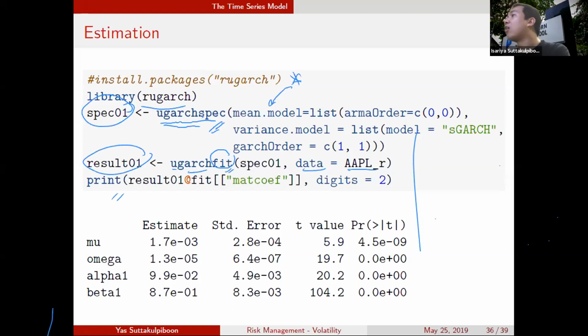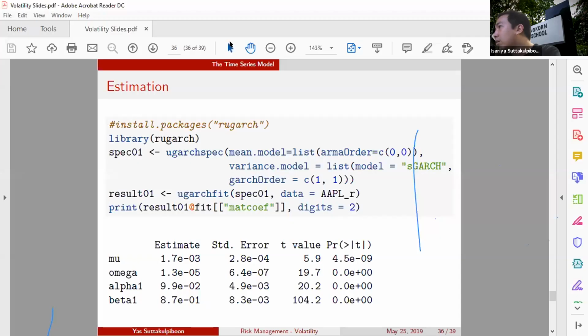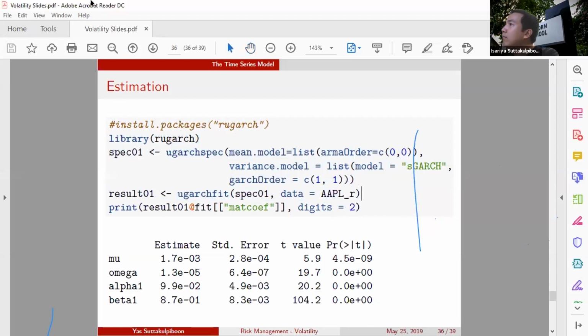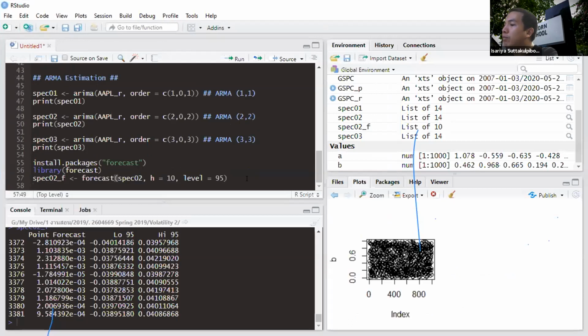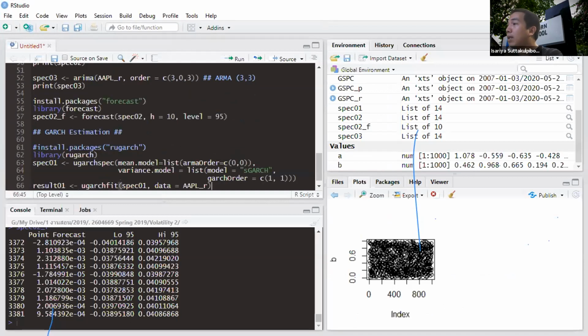I will just copy and paste this code. Very easy. Just up to this point, it's fine. GARCH. And obviously you're going to be able to do the forecasting as well, right?